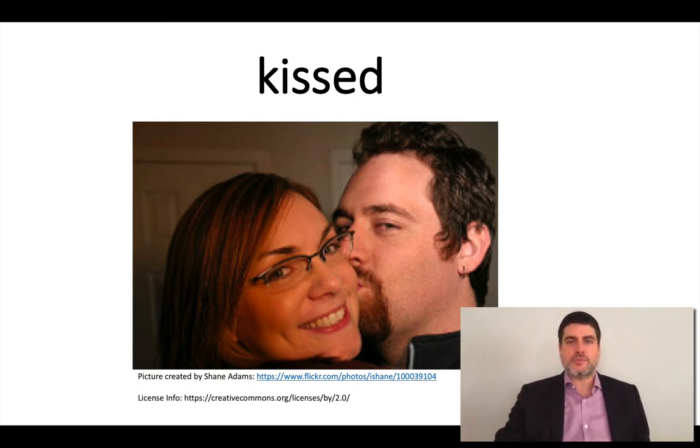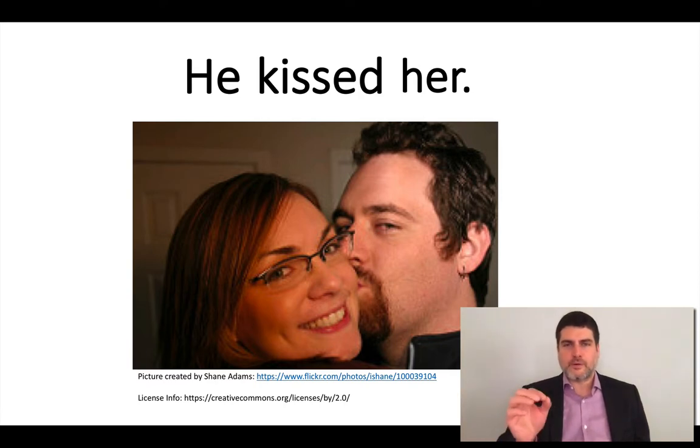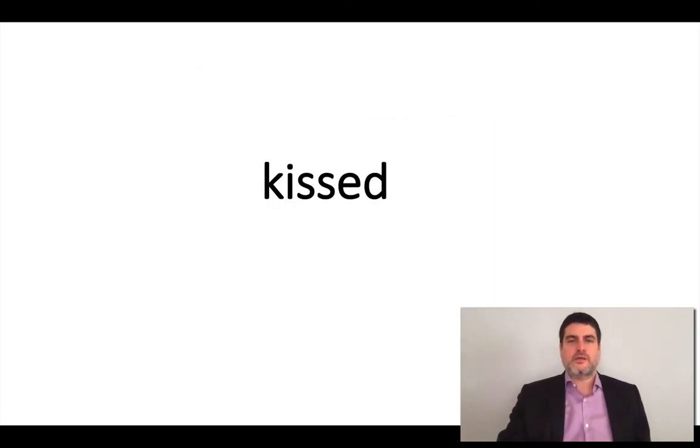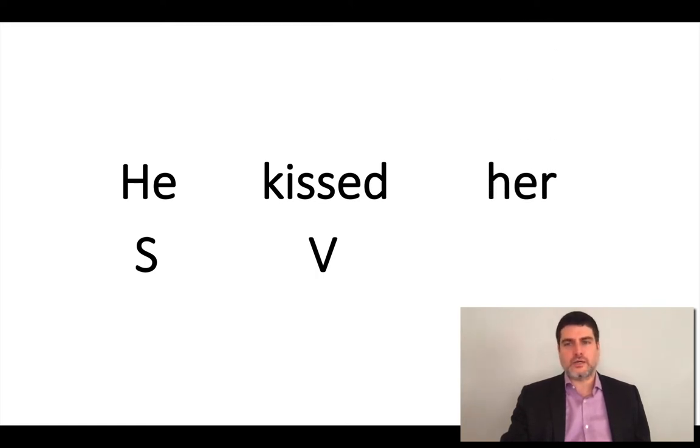Well, looks like in this picture, he kissed. Now, who did he kiss? Well, in this picture, it looks like he kissed her. And here we have a very simple but grammatically perfect sentence in English. He kissed her, period, done. Right? And it's made up of the very simple elements of the verb, kissed, and who did the kissing, or who kissed? Who did that action? He did. That's what we call the subject. And who received the kiss? Well, her. And so the her is the object.